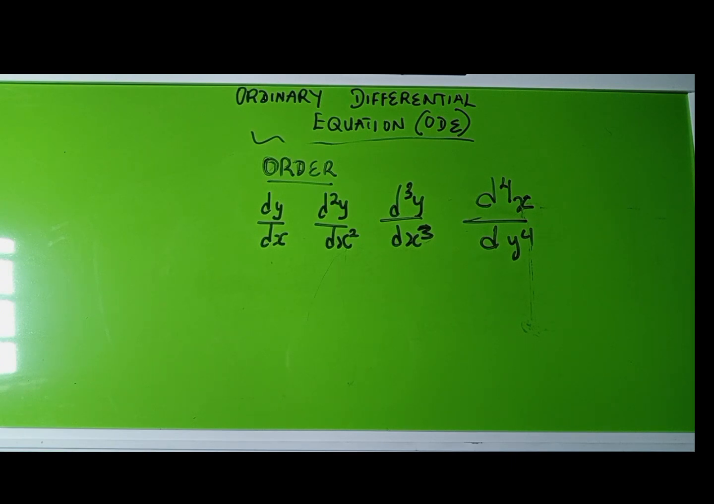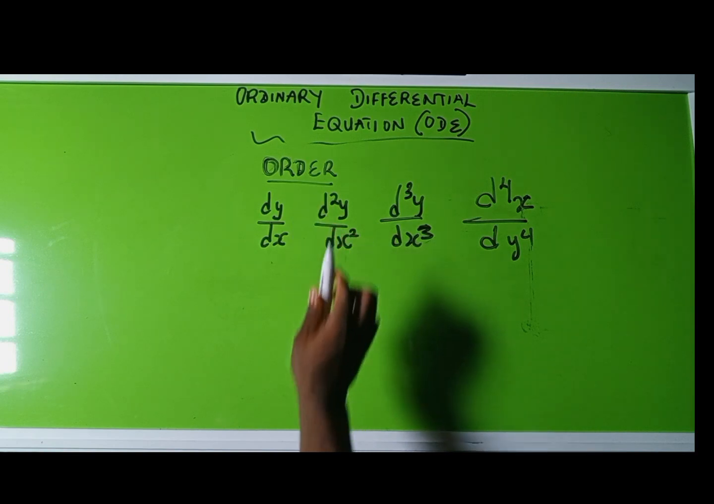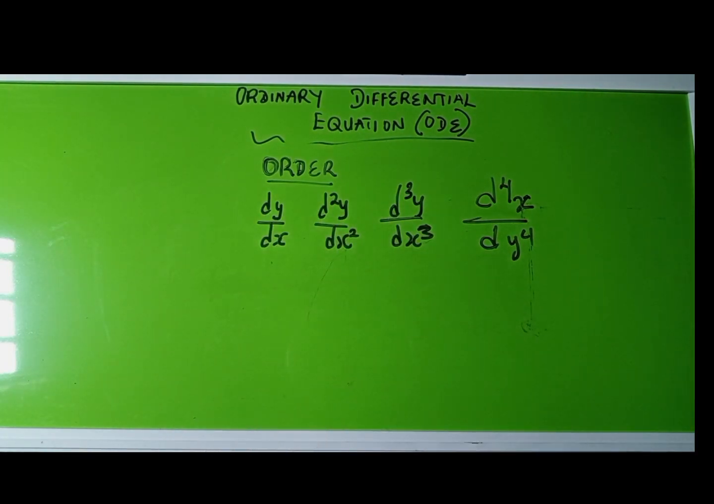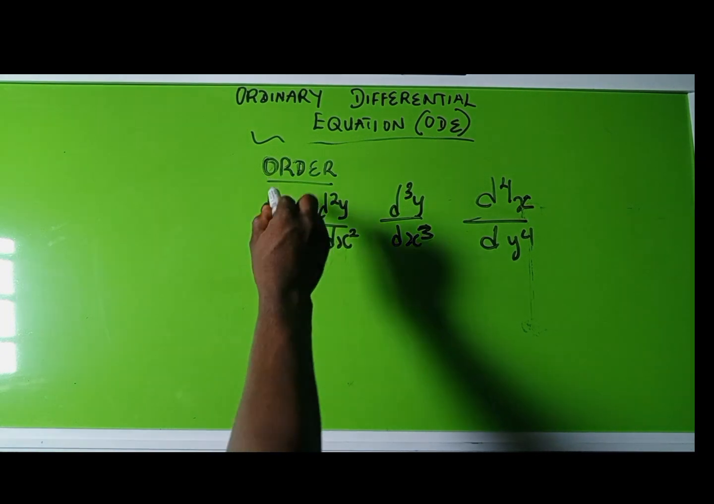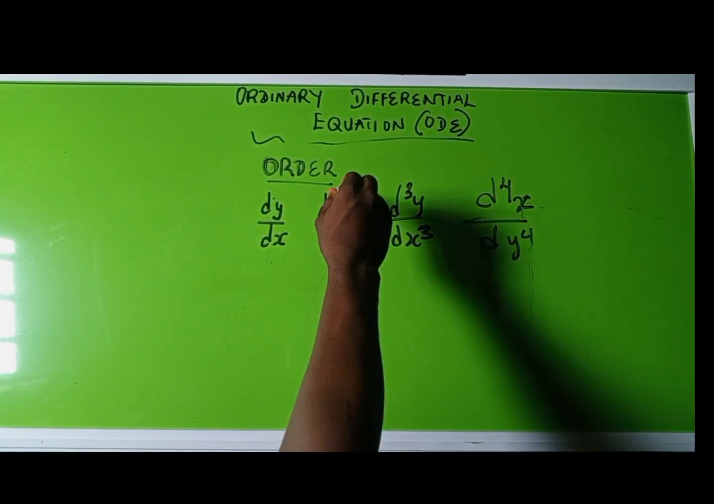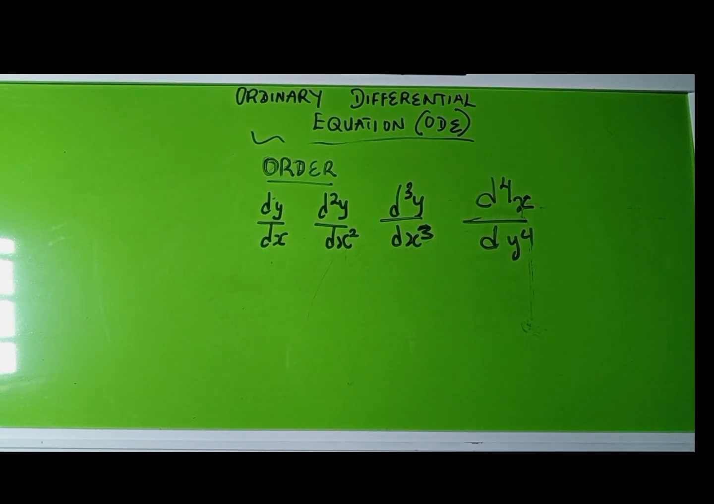Now, since you've known your derivative, what is the order? The order is these powers of d. What is the d carrying? What is the derivative power? If you check the first one, your power here is an invisible 1, which is your first order. We have the 2, which is your second order. We have the 3, which is your third order. Then we have the last one, d⁴x over dy⁴. Those are your orders.